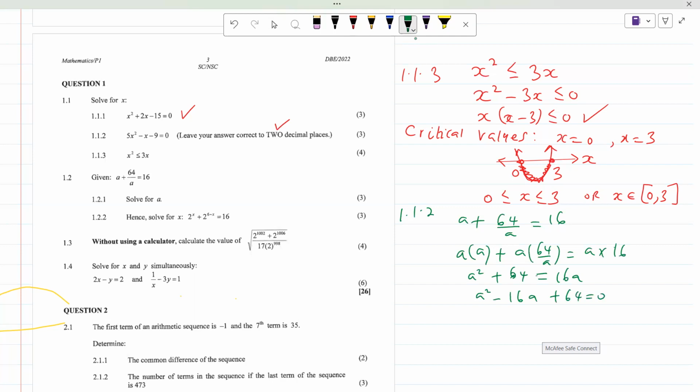Isn't it minus because it came from the other side? Oh yeah, it's right. Sorry, sir. All right, I'm happy that you agree. You agree, right? Yes, sir. Sorry, sir. Okay, that's fine.